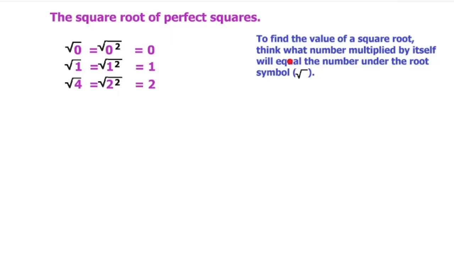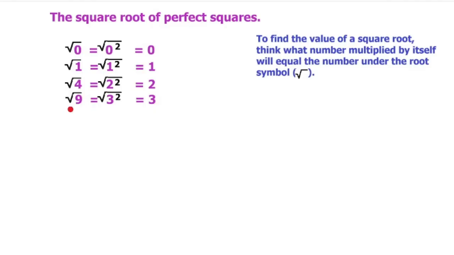So this is the number multiplied by itself, right? What number multiplied by itself will equal the number under the square root? So when this happens, this is going to be the answer to the square root. And so this works for every number, but perfect squares become very easy to do.